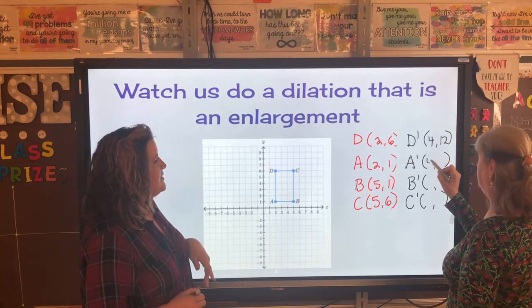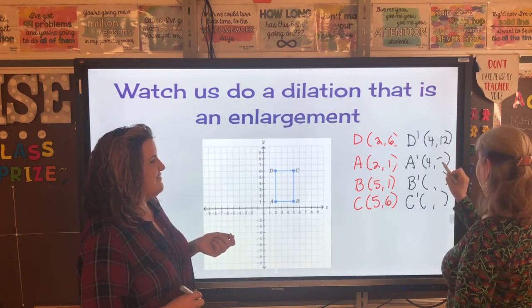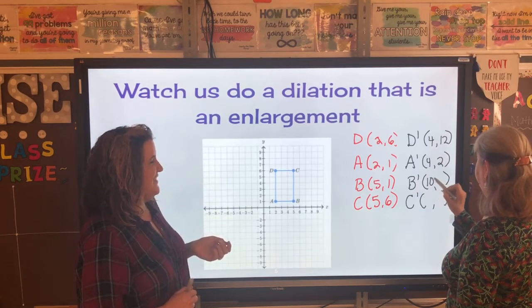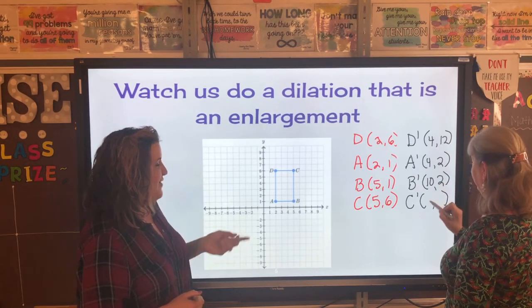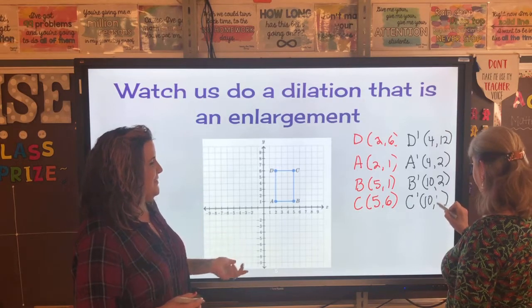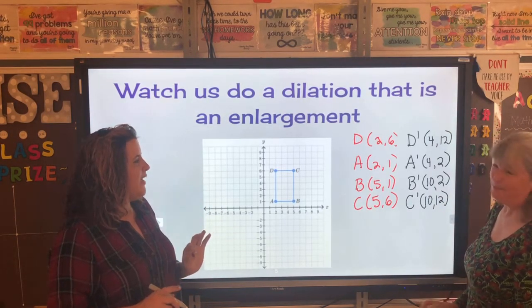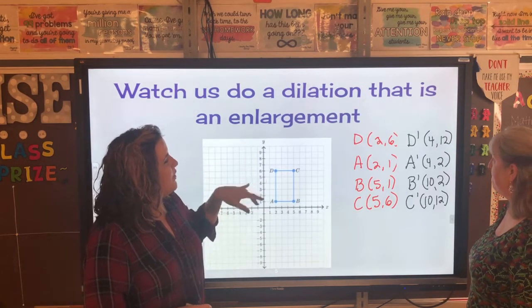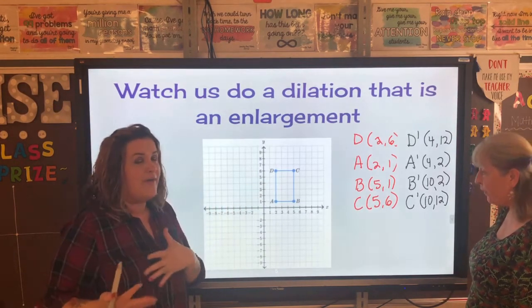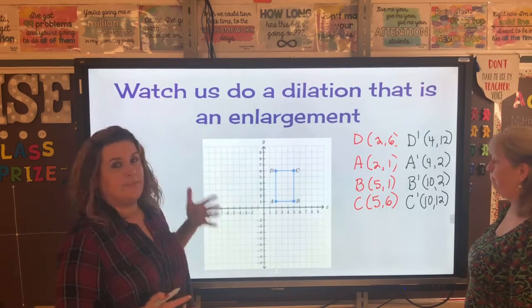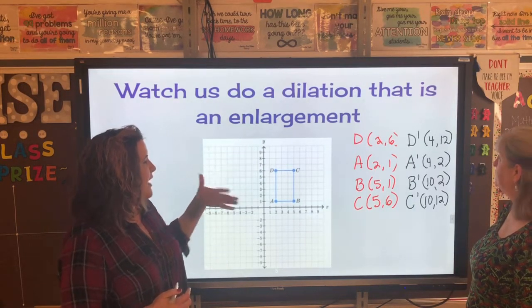1 times 2 is 2, 5 times 2 is 10, 1 times 2 is 2, 5 times 2 is 10, 6 times 2 is 12. Okay, so then we have to graph. Now some of these are going to be a little off the graph, but we'll make it work as best we can, right? So then we just re-graph the new ordered pairs, the primed ordered pairs, onto our graph.